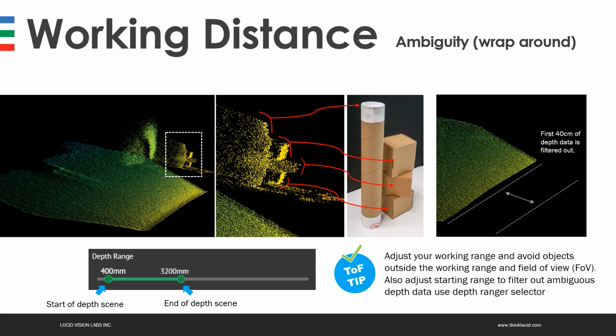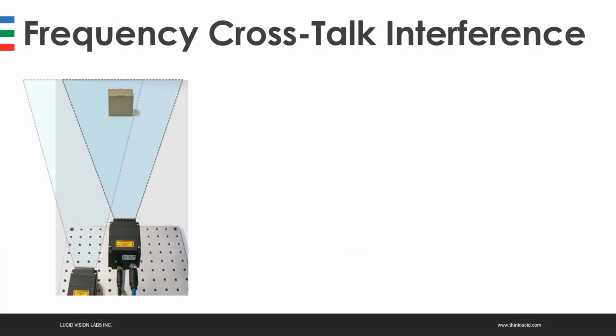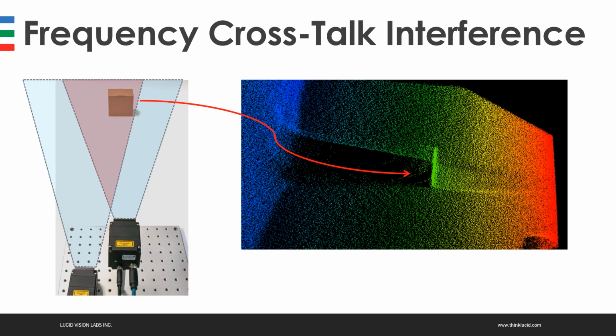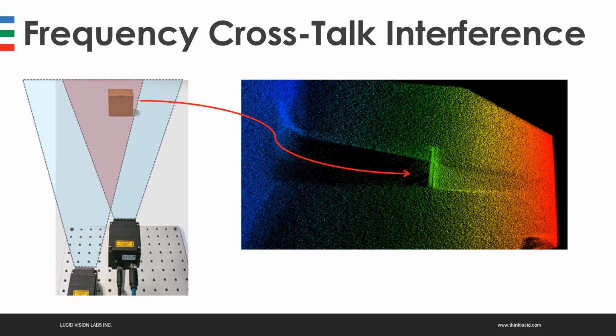One last issue we need to be aware of is frequency crosstalk interference. When you have 2 or more ToF cameras with intersecting field of views, and if they're on the same frequency, they can interfere with each other. For example, we have 2 Helioses placed right next to each other. This type of interference can result in a sort of pulsating point cloud during real-time streaming. Basically, you'll be getting inconsistent depth results from frame to frame.